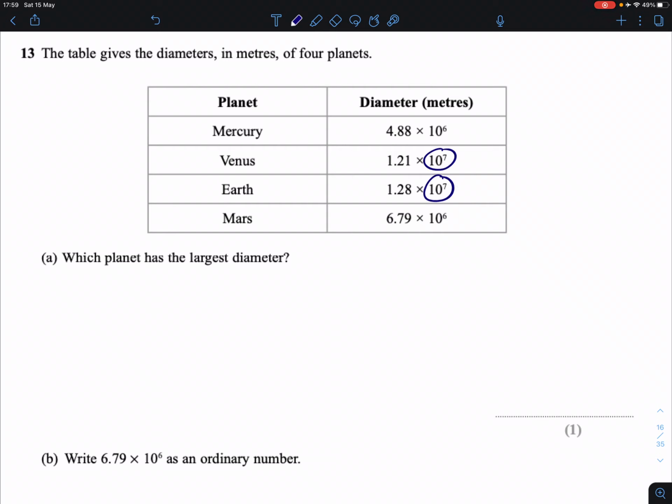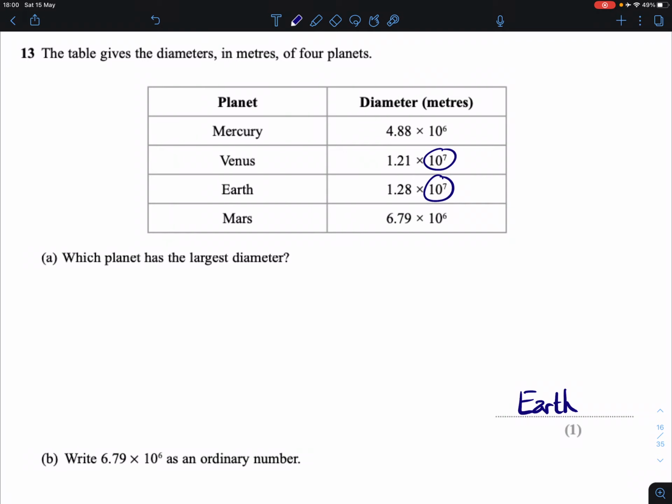So the bigger the times 10 to the power of, the bigger the numbers. That makes these two bigger than Mercury and Mars, so we can rule them out. What you then need to do is look at the decimals and see which one's bigger. In this case, it's Earth, because 1.28 is bigger than 1.21. So Earth is the largest diameter.